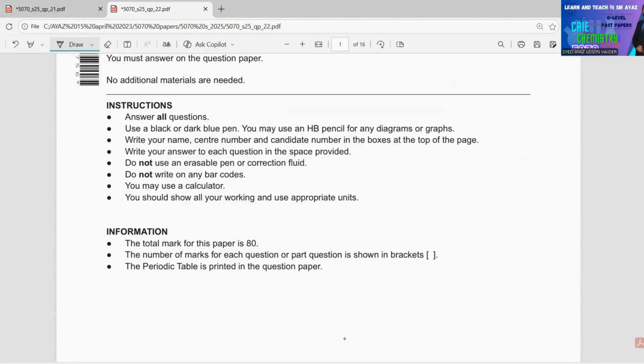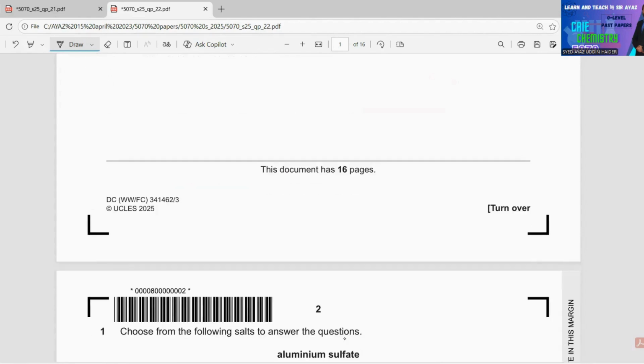I'm not going into the details of other things like instructions and information. You all are aware that a calculator is allowed. Total mark is 80. The marks are printed in the question paper. So let's start the paper.